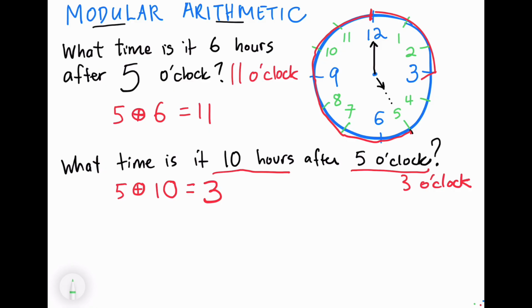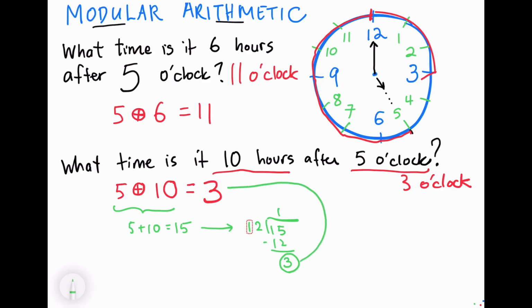Another way to think about this is if I did regular arithmetic and I did 5 plus 10, I get 15. And then if I divide 15 by 12, I would get a remainder of 3. And that actually ends up being my answer from clock arithmetic. It's the remainder. We can write this using the modular arithmetic notation. And the way we would write this for clock arithmetic is that 15 mod 12 is equal to 3.